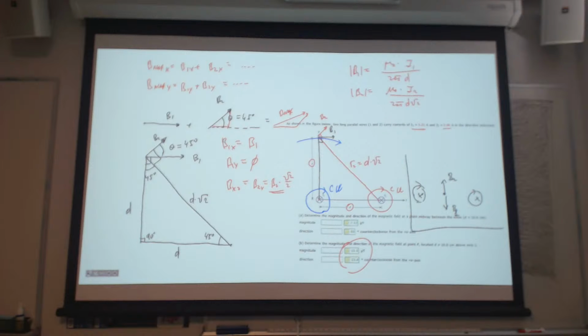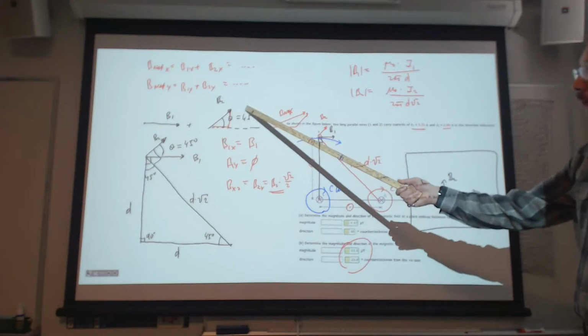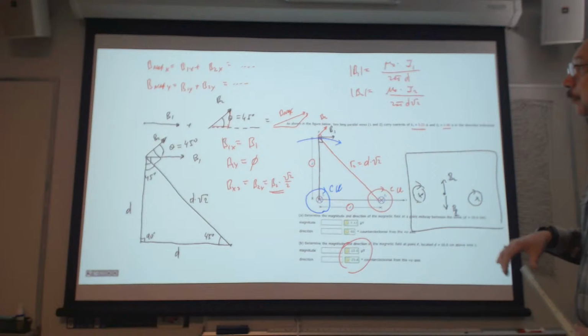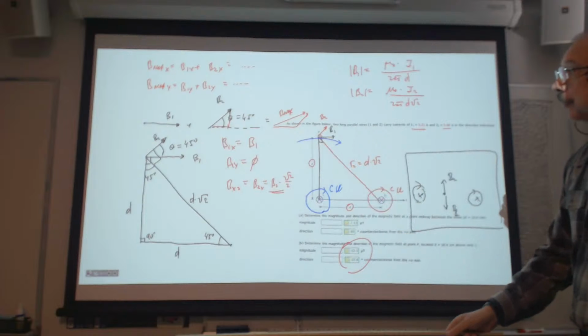Okay. So when the vectors are parallel or anti-parallel, we just add or subtract things. But if vectors may have any direction, in that case, we have to go back in time and use the component method.